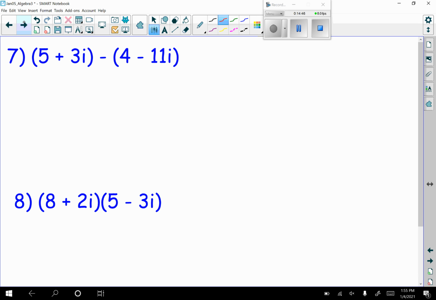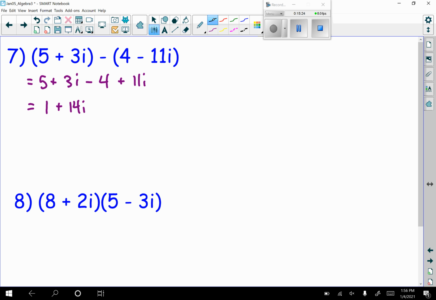Okay, 2 more examples. Go ahead and copy down number 7. Here, notice we're not multiplying, we're simply subtracting. So this is just one binomial minus another. I want to remove the parentheses first. For the first, I don't have anything out in front, so I can just keep it as 5 plus 3i. But here I need to subtract both, so I get a minus 4 plus 11i. Now it's all about combining like terms. I want to combine the real terms, which is 5 minus 4, which is 1. Then I have 3i plus 11i, which is 14i. That's all we're doing for this problem.